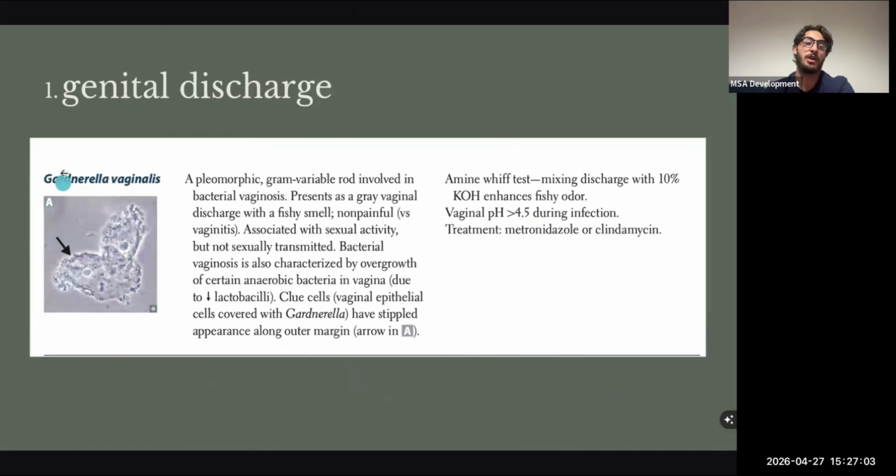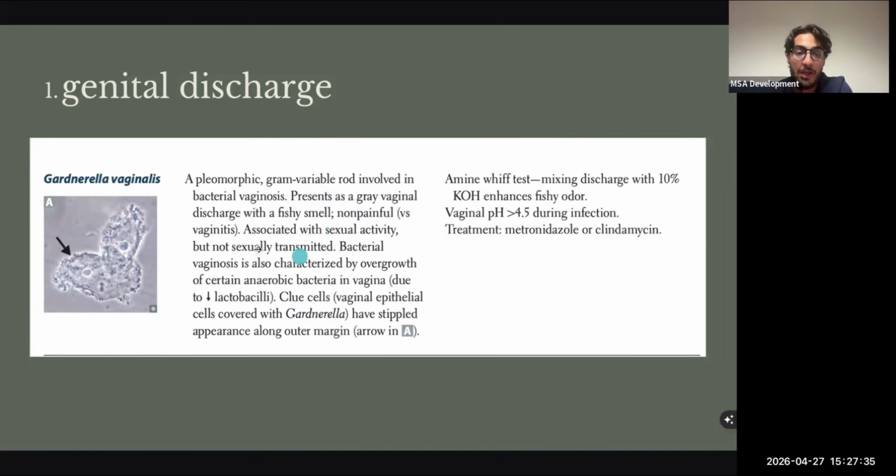BV is most prominently caused by Gardnerella vaginalis. This is the bacteria. It's a pleomorphic gram-variable rod, so it doesn't gram stain well. Again, involved in BV, it presents as a gray vaginal discharge with a fishy smell. Very important to know the fishy smell. Especially in this lecture on genital discharge, it's really important to know the buzzwords. So if you hear strawberry cervix, Trichomonas; green, frothy discharge, Trichomonas; fishy smell, BV or bacterial vaginosis. Very important.